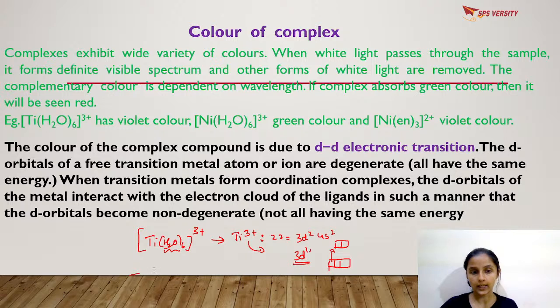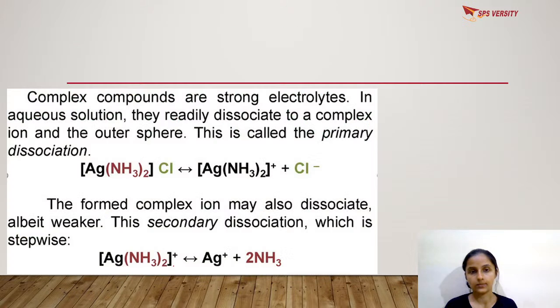Now if you remove the ligand, you have just Ti, which is not going to show any color. So the presence of the ligand is a must, because that is the one which causes the d-d splitting. If there is no ligand, no d-d splitting, no transfer of electron, no color.